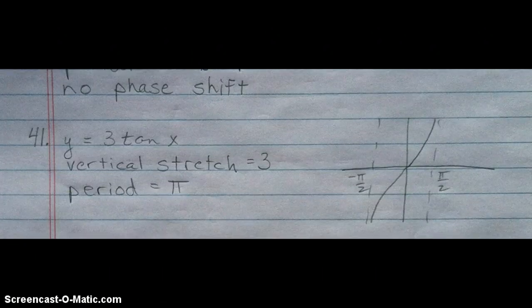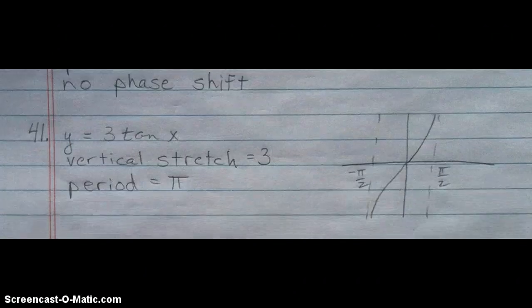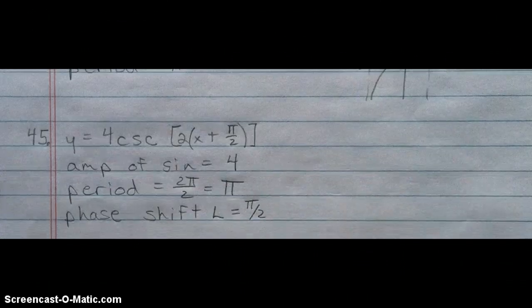Problem 41, we want to find the period and sketch the graph. 3 tangent x. Notice that there's a vertical stretch of 3 here. That just means it goes up 3 times faster than it normally does. It's less curvy in here. And the period of a tangent function is pi. There's no number here in front of the x, so there's no change in the period. So the period is pi as normally expected. Notice that the drawing has the asymptotes, the vertical asymptotes. Make sure you draw those in.